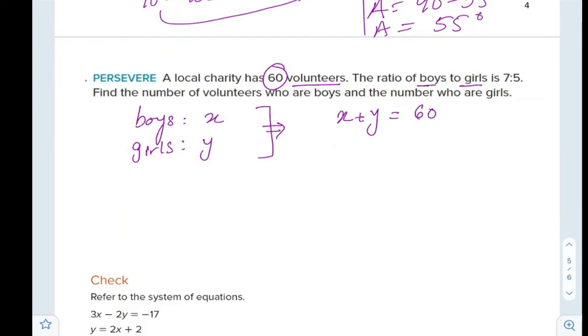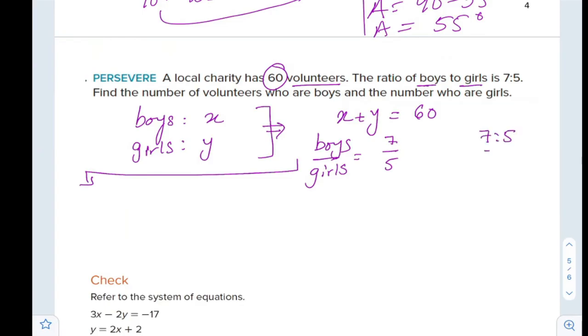The ratio of boys to girls is 7 to 5. Ratio means boys over girls. The order is important. 7 to 5 means 7 over 5. This is a ratio. So we can write from this statement that 7 to 5 is exactly 7 over 5, and it cannot be the reverse. Boys, we name it X. Girls, we name it Y. So we can write X over Y equals 7 over 5.